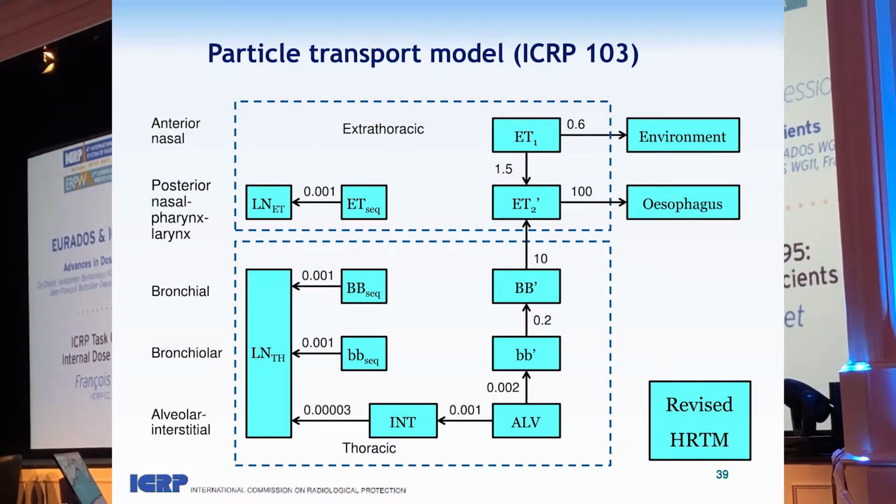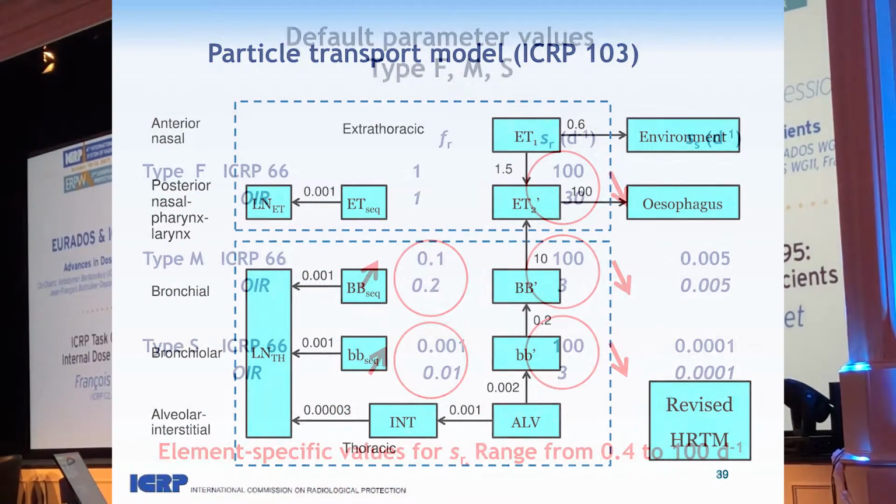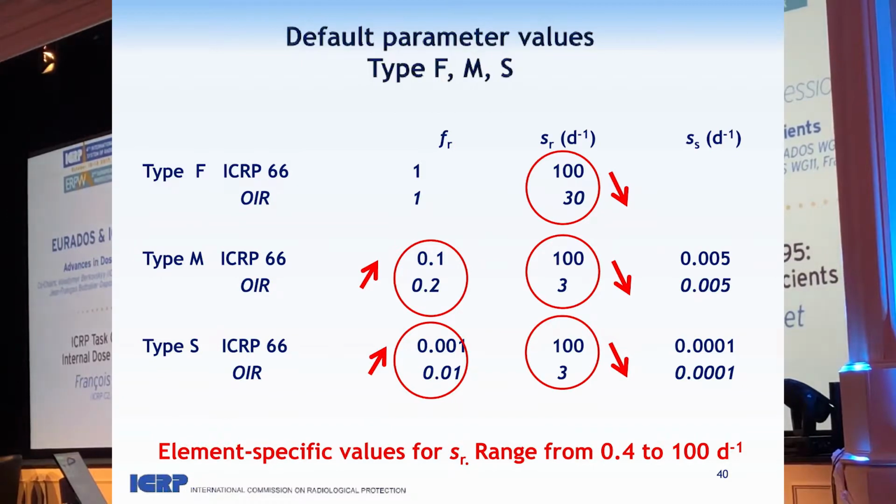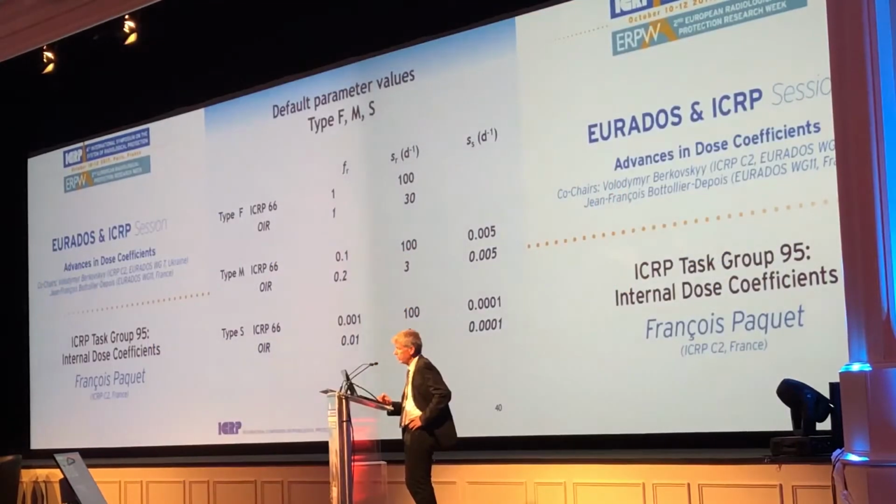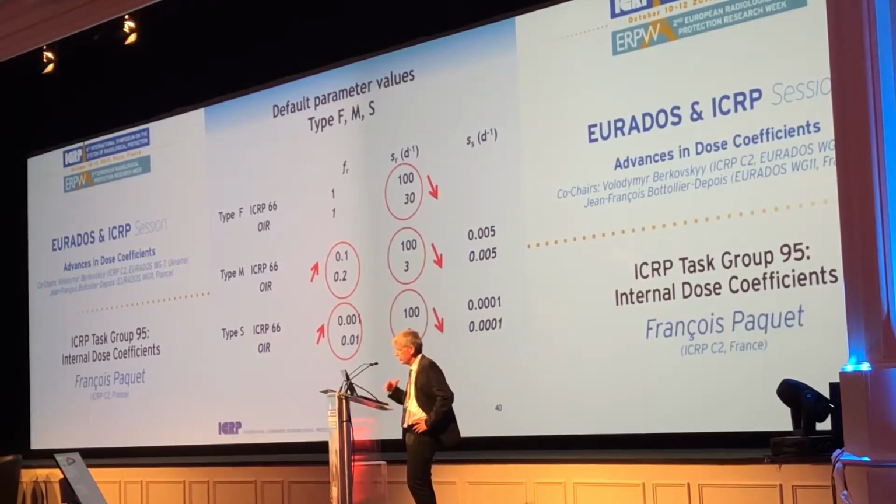But I would like to focus on one point: what we call the default parameter values. You remember that for inhalation we distinguish the compounds which are highly soluble from compounds which are not very soluble, here from type M and S, and we define some coefficients which are the rapid fraction, the rapid rate and the slow rate. And here, just to emphasize the fact that we have changed a little bit some coefficients to better represent reality and to better represent the new results from science.